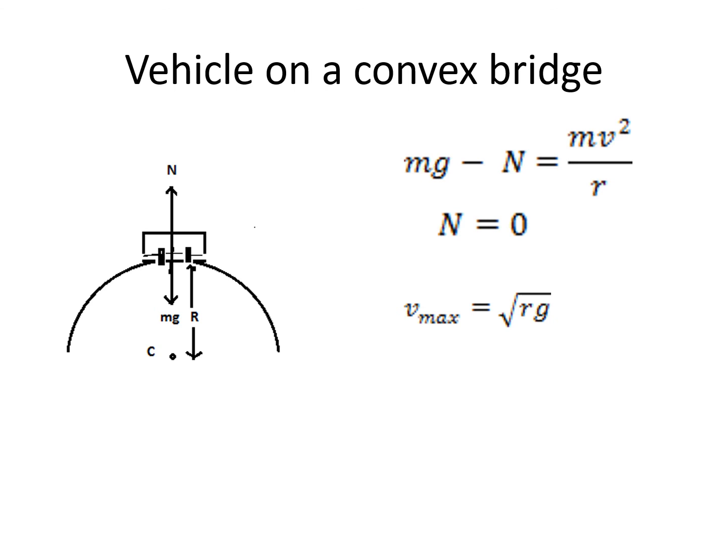In order to just complete the circle, the necessary condition at the highest point is the normal reaction must be equal to 0. So I can write down mg minus 0 is equal to mv square upon r. So m gets cancelled on both the sides and the maximum velocity at the highest point is equal to under root of rg.